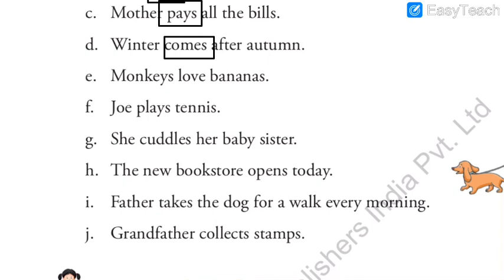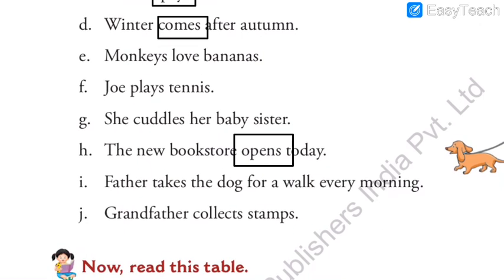Similarly, we will solve this one. Sentence H. The new bookstore opens today. Now what happens to the bookstore? It opens, right? So to open, we need to open the gate, we need to unlock it. Yes, it is also a kind of action. To open something, to open your bag, you have to open the zip. So it is an action to open something, right? So we highlighted it, and the last one we will solve from this exercise, and then we will move on to the next part of this chapter.